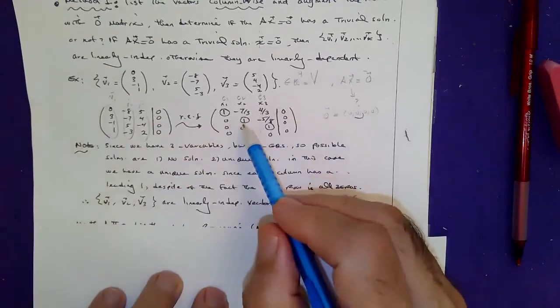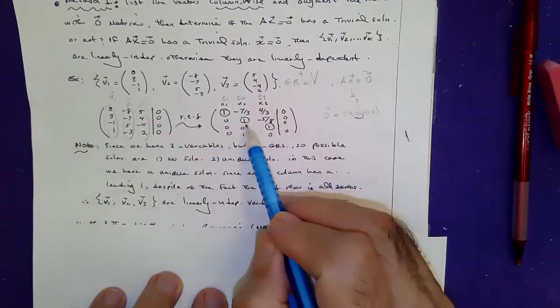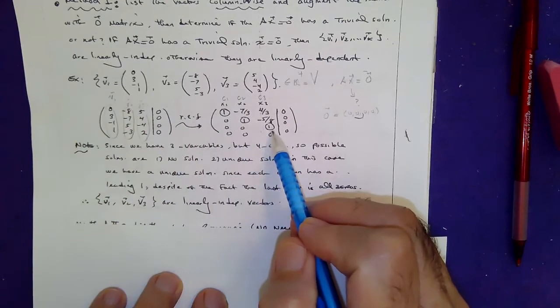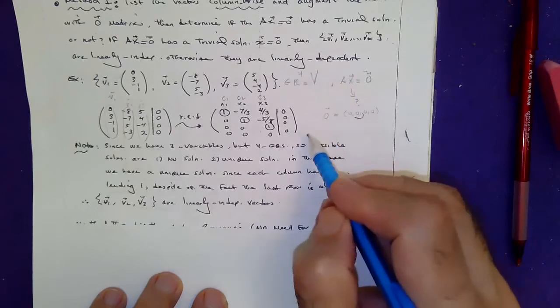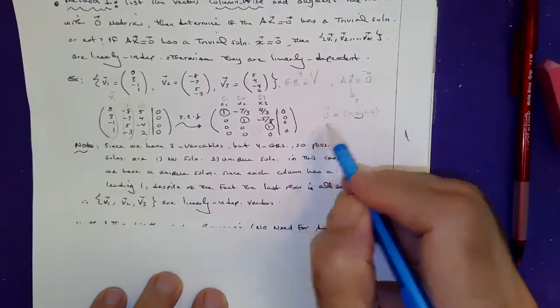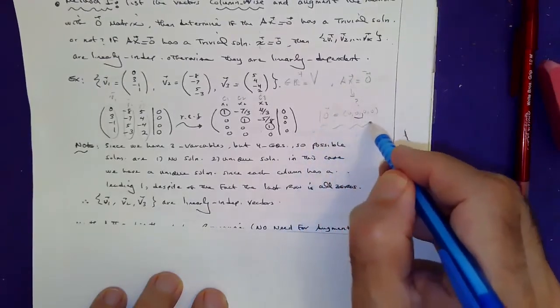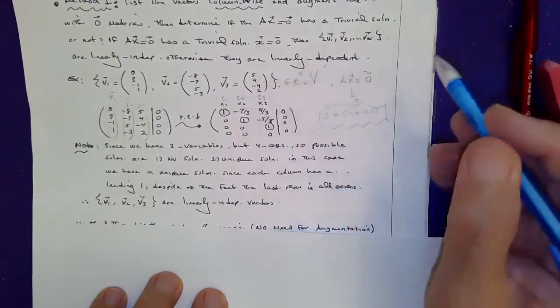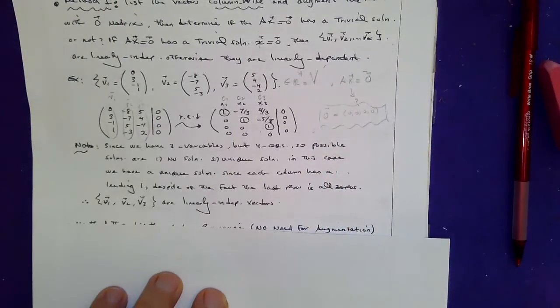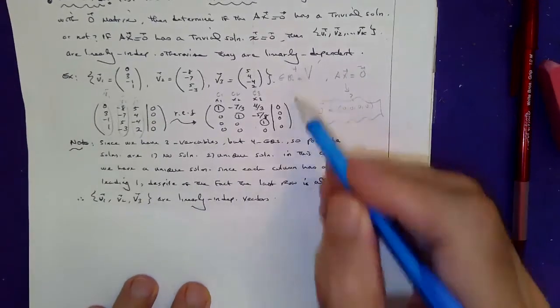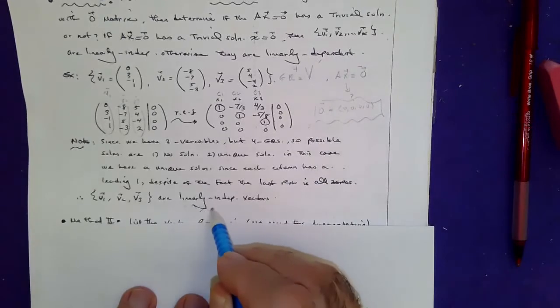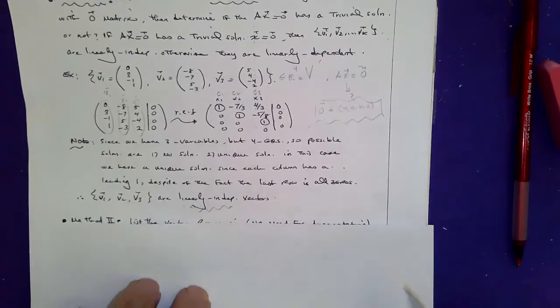But check this out. The first 3 rows have leading ones. So what does that tell us? That tells us you have the trivial solution, which is this guy. So the answer is 0, 0, 0. Therefore, these 3 vectors in R4 are linearly independent.